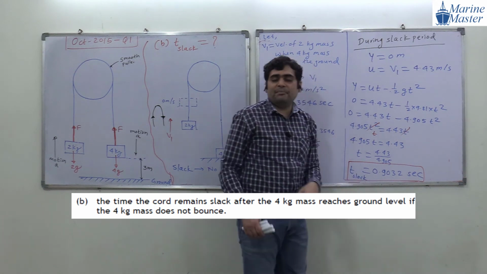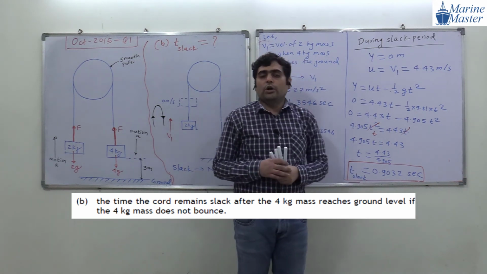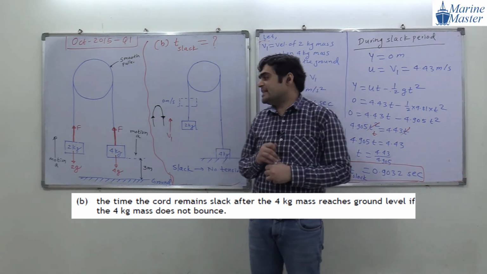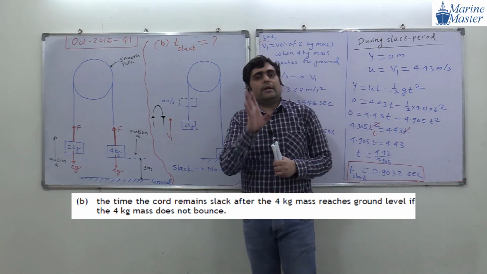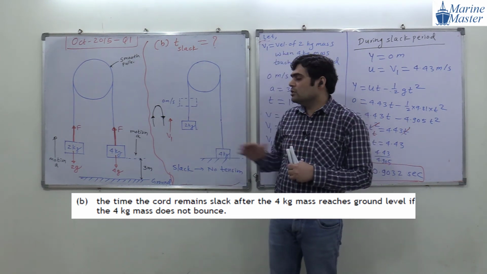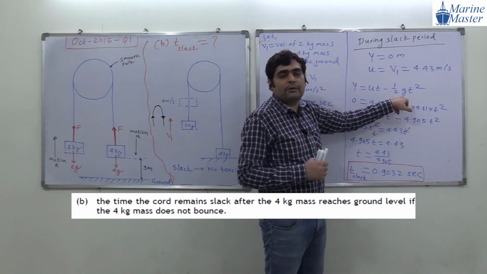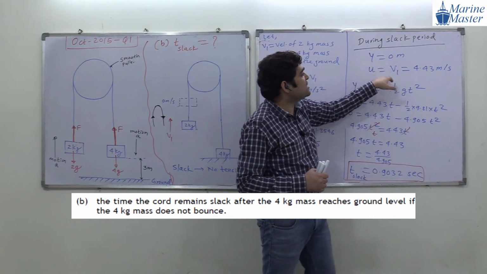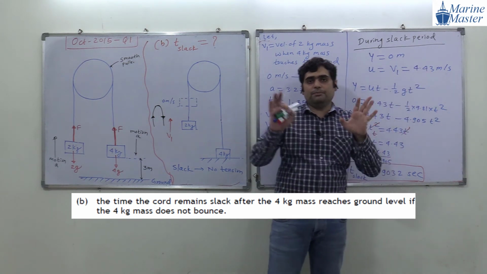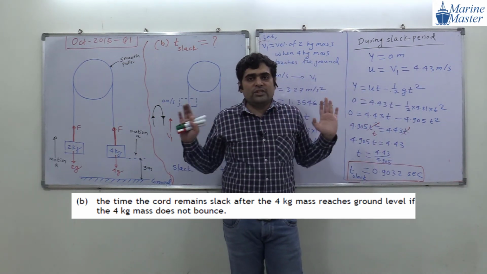During the slack period, what is the speciality? Only which force is acting on this 2 kg mass? Only the gravitational force. So due to that gravitational force, we can apply the equation of motion in a gravitational field, and our slack period starts with a velocity of 4.43 meters per second. Okay guys, any doubt in this discussion?